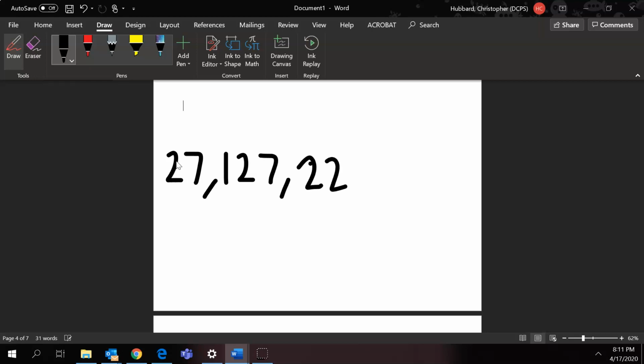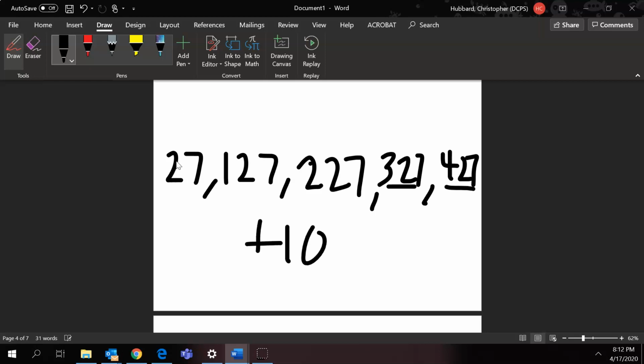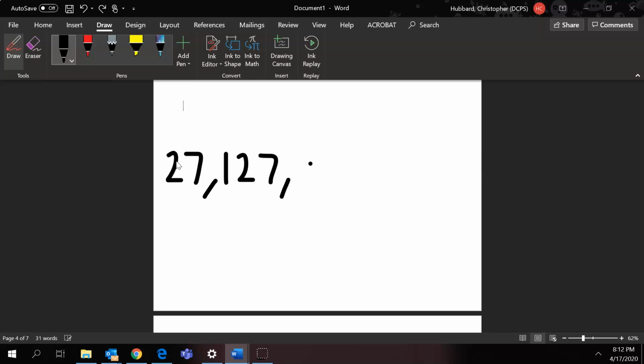Mixing rules, 227, blank, blank. All right. So the numbers are 27, 127, 227. What would go in the next two blanks, and then write the rule. Go. Time's up. So if you wrote 327, then 427, and then 100 more, then you are correct. Okay. Try about three more.